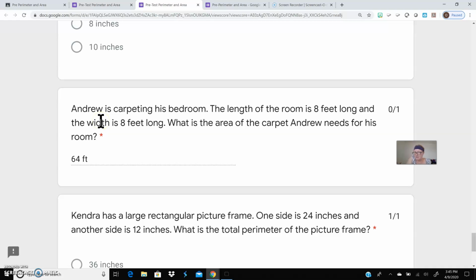Andrew is carpeting his bedroom. The length of the room is 8 feet long and the width is 8 feet. Now I did get the answer correct. It just probably doesn't like the format that I put this in, this feet. Do you see that? Okay, so it is correct. And then when I go in to grade it manually, I'll adjust your grade. Okay, I hope this helps. Remember perimeter, I'm going to add all the sides.